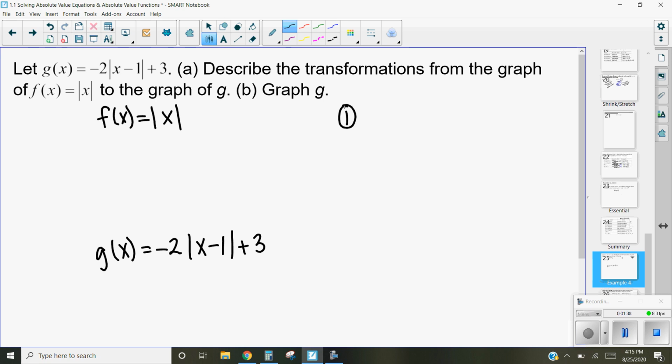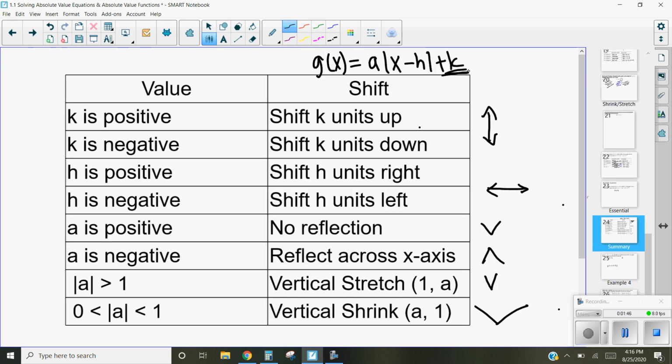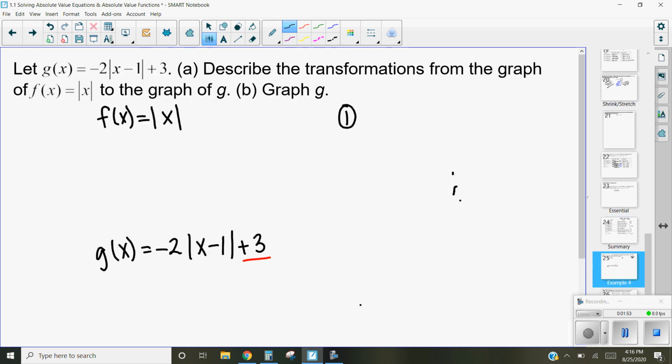The first thing I look at going right to left is this plus 3. When I look back at my notes, this plus 3 is my k. If k is positive because it's a 3, it's going to shift that many units up. So the first step is that we shift up 3 units. As a function, that first step looks like the absolute value of x plus 3. So that's us shifting up.